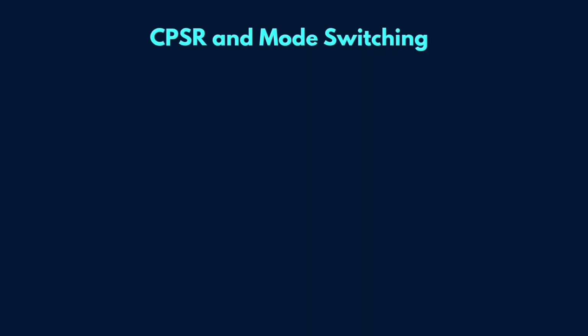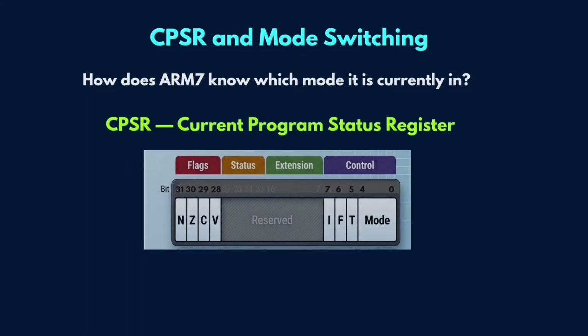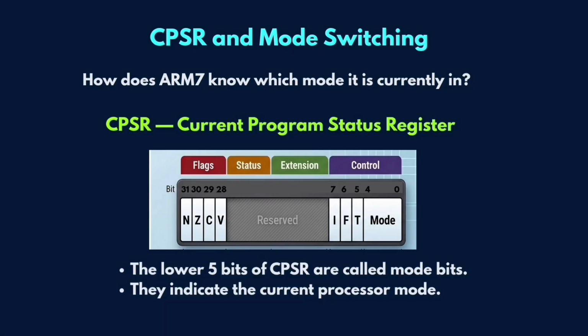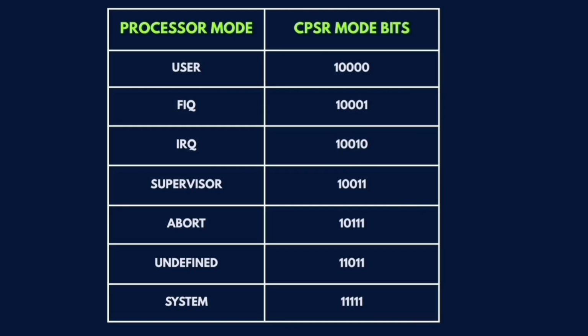Now the question is, how does ARM7 know which mode it is currently in? The answer is CPSR, that is the current program status register. The lower 5 bits of CPSR are called mode bits. They indicate the current processor mode. These are the binary values of CPSR mode bits associated with ARM7 processor modes. When an exception occurs, ARM7 hardware updates these bits automatically and switches to the required mode.